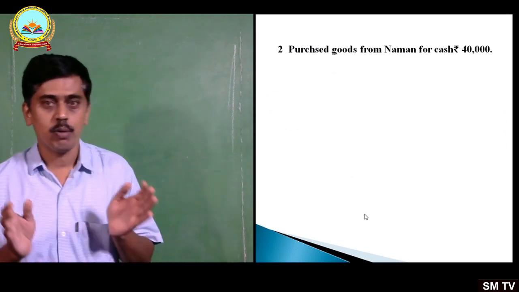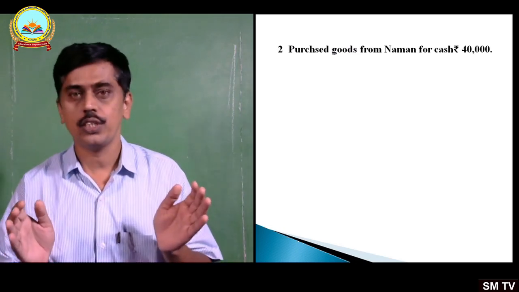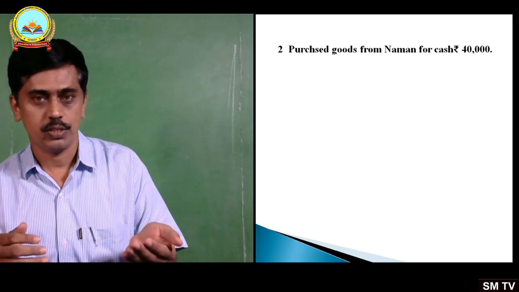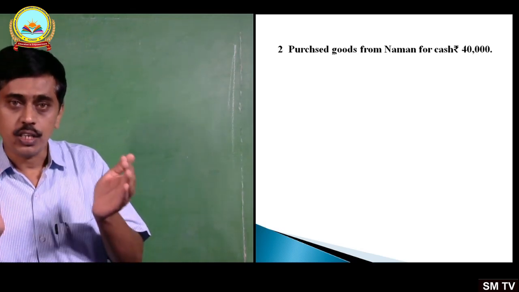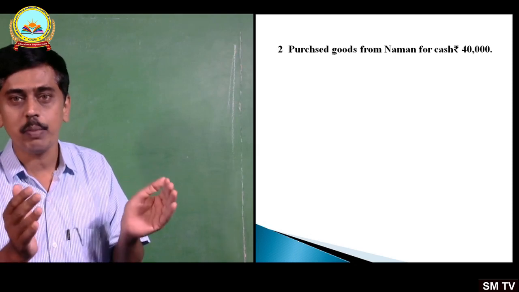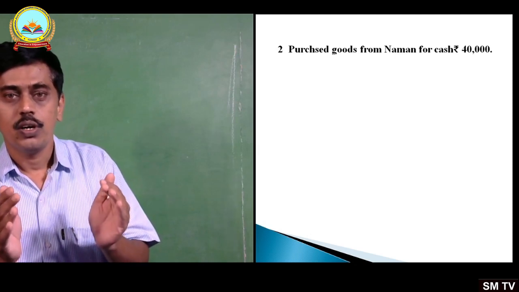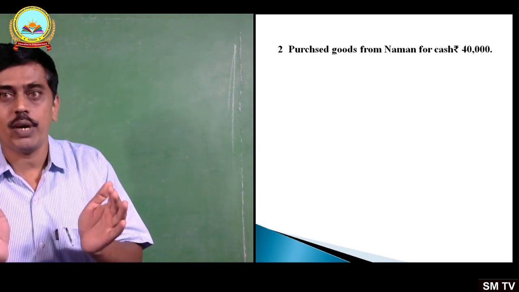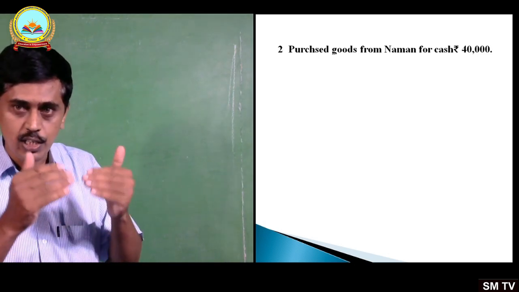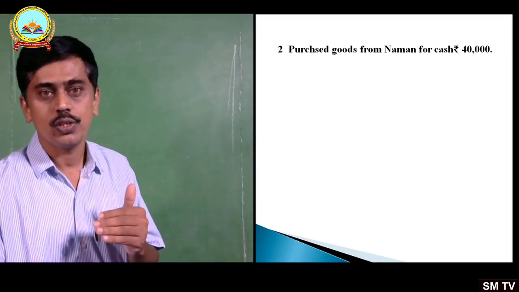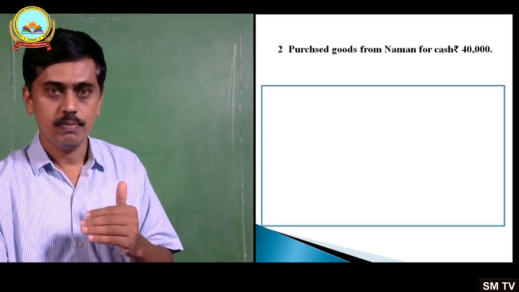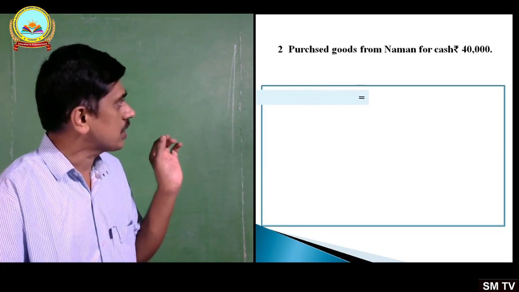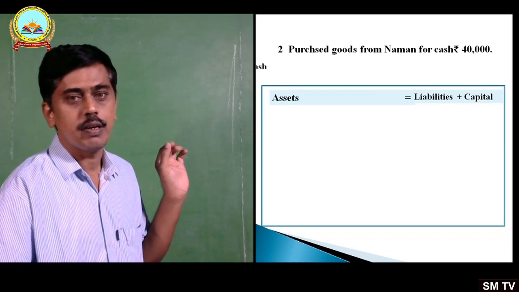Purchased goods from Naman for cash rupees 40,000. What he does here, Harsha? Harsha purchases goods from Naman for cash. What is the effect of the transaction? Before going to analyze the effect, first we have to write the existing position. So write the accounting equation first. Assets of the business equals liabilities plus capital.